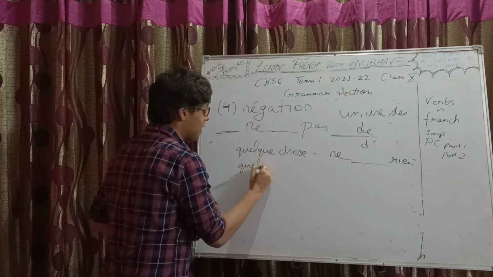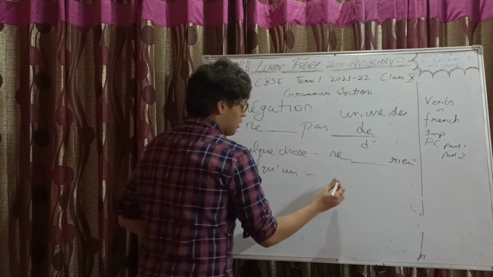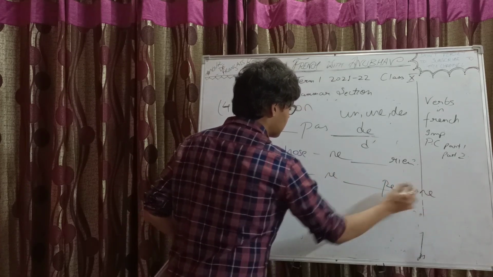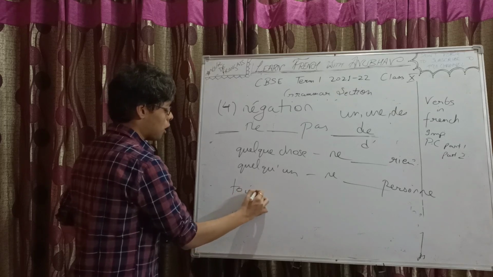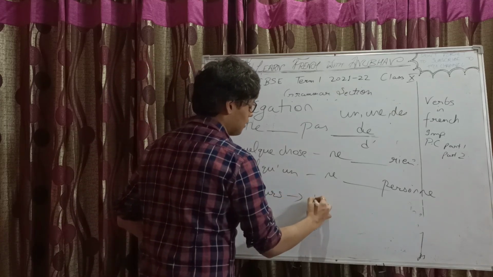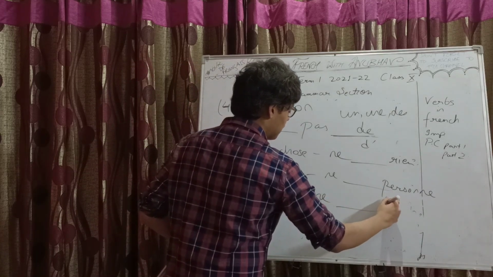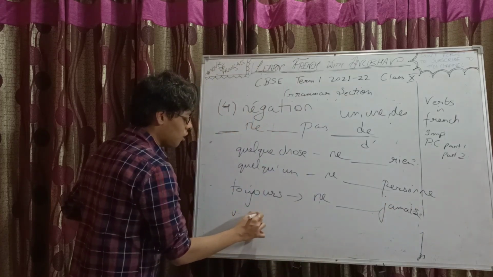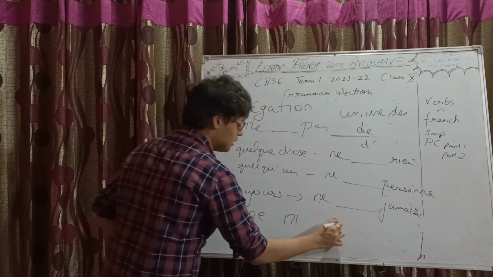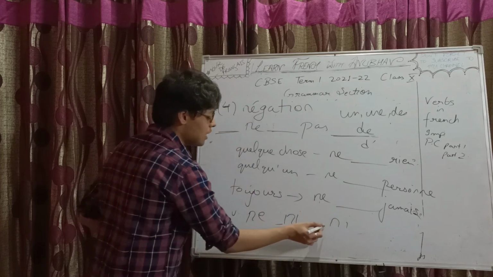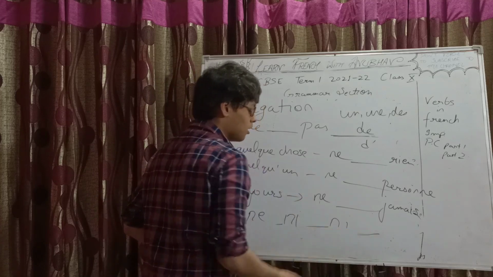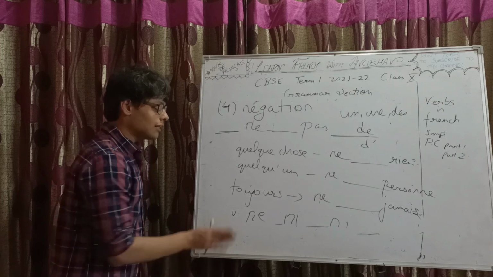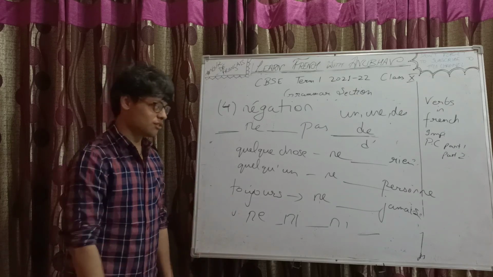Then you may have quelqu'un, ne personne, right? Toujours, always. Negative will be ne jamais, never, right? Then for neither nor you have ne ni, like ne, verb, ni, the object, right? So that's your negation. There are some more expressions discussed in my negative expressions video.